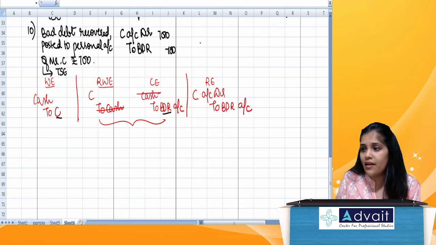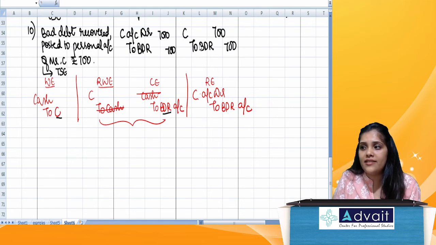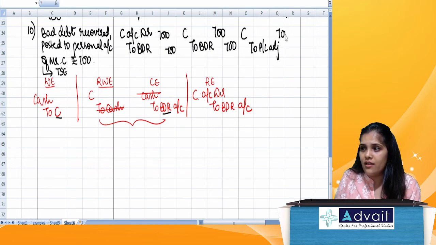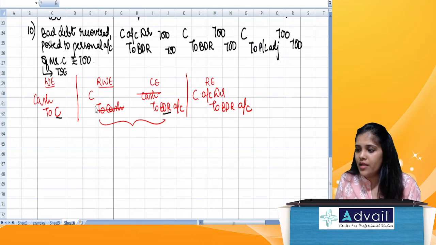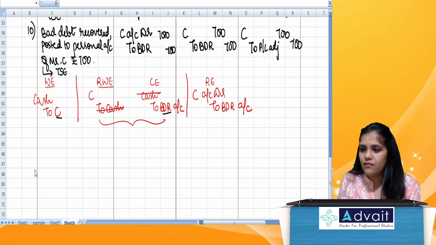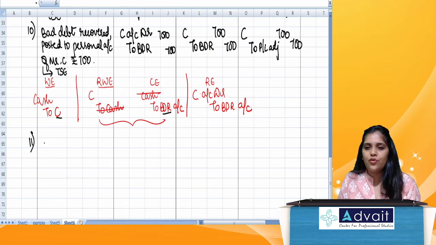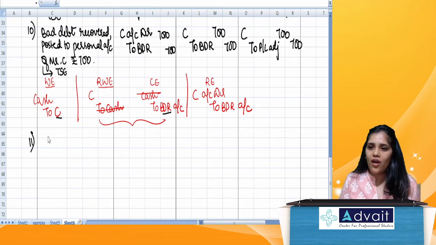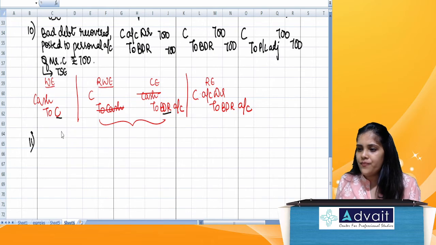Since it is a two-sided error, suspense account won't come. So again, C to bad debt recovery. And here, is there any nominal account? Yes, bad debt recovery is a nominal account. So we replace with P&L adjustment 700. Clear, everybody? Any doubt? We have two, we'll take two, three more so that all types of rectification entries will come off. Then we'll have only sums to do. Okay.